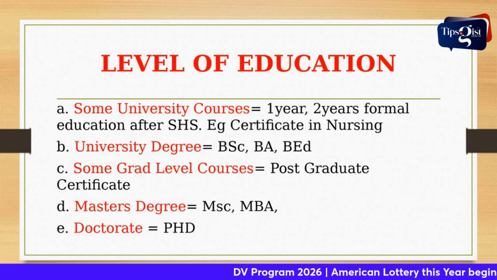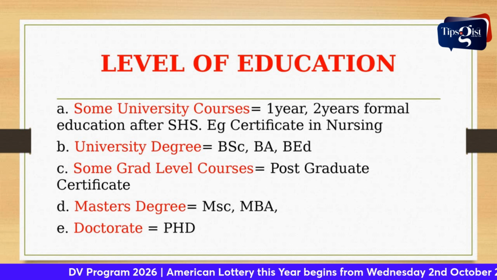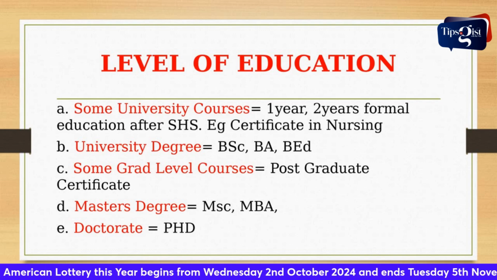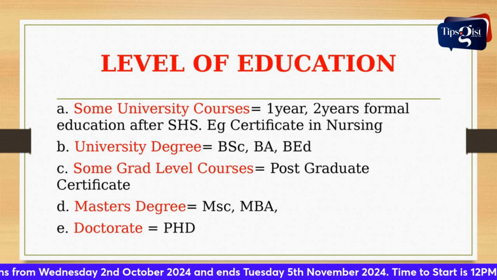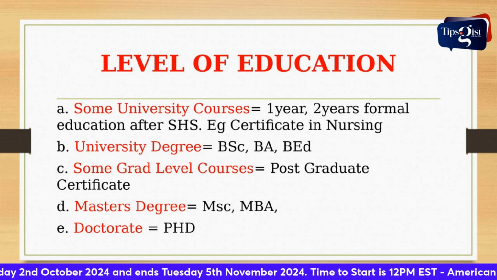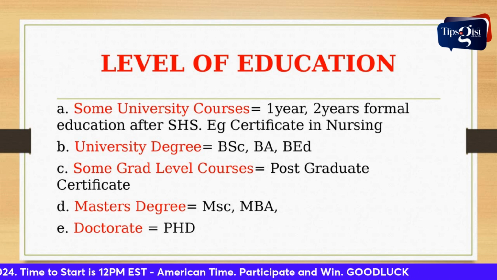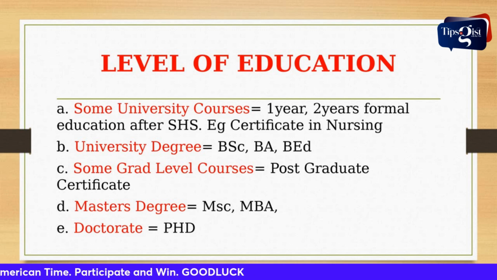The other one is some graduate level courses. From degree to masters, there are some programs like postgraduate certificate. That is not masters, and it is also not a degree. It is higher than a degree. So people having those graduate level certificates, you select some graduate level courses. The masters, the MSc, the MBA, you all select master's degree, and the PhD select doctorate. That is the level of education.